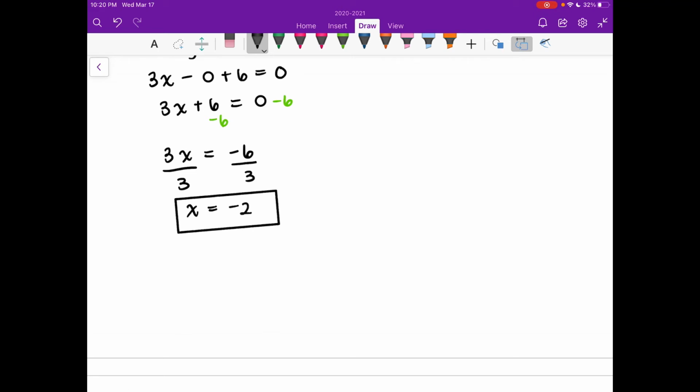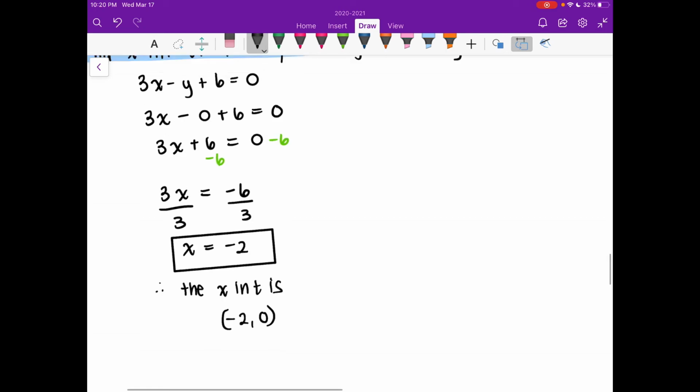Therefore, the x-intercept is (-2, 0). Now we have a point on the line, right? So we can find the b. We have the slope, we have a point on the line, and you can either use the slope-point form, or you can use the y equals mx plus b form. Whichever way you find more comfortable doing this, use that form.